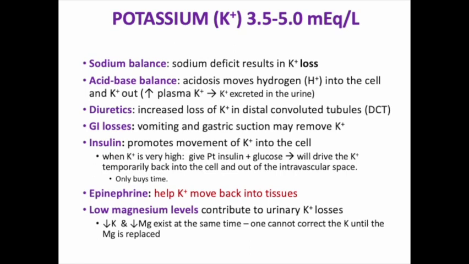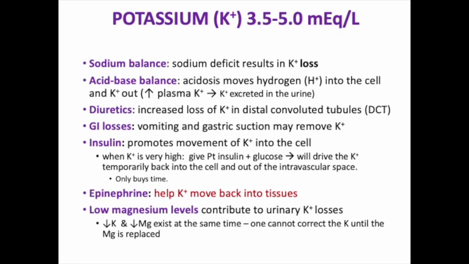Let me give you an example. When potassium is very high, if you give a patient insulin and glucose, this is going to move the potassium back into the cell and out of the intravascular space. This is only going to buy us a little bit of time. We have to find a long-term solution, but it's a good quick solution. Epinephrine is going to help move potassium back into the tissues.